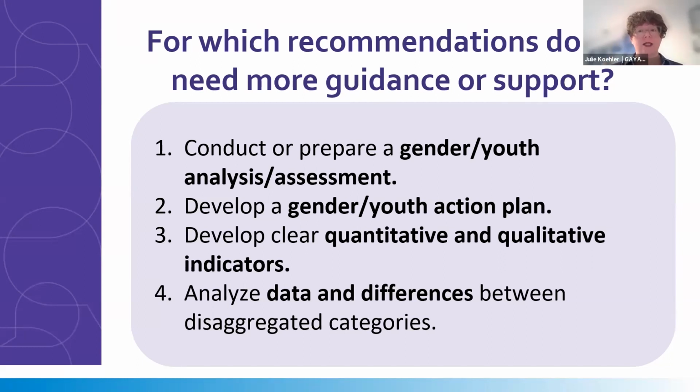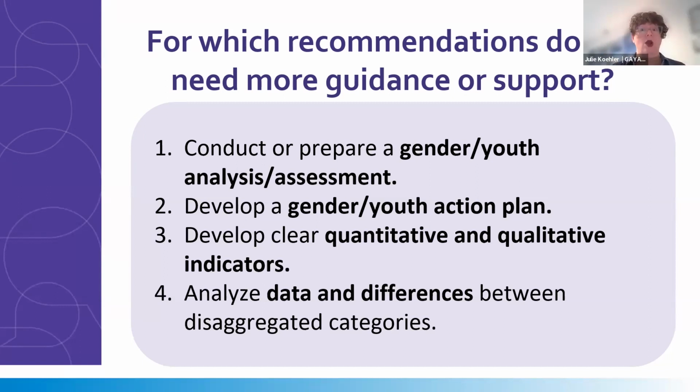pieces of the guidance. So is it conduct or prepare a gender and youth analysis or assessment? Is it develop a gender and youth action plan? Is it number 3, developing clear quantitative and qualitative indicators? Or is it number 4, analyzing data and difference between disaggregated categories, right? Which of these, again, going back to that question of where do you need more recommendations, guidance, support to try these for the first time or to strengthen them, specifically related to data, right?